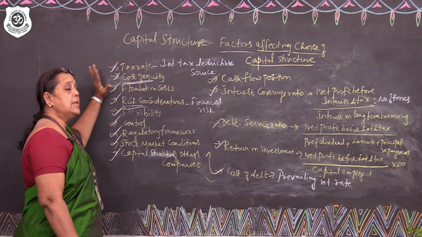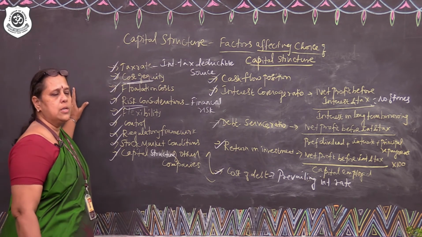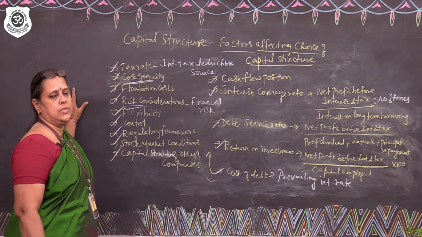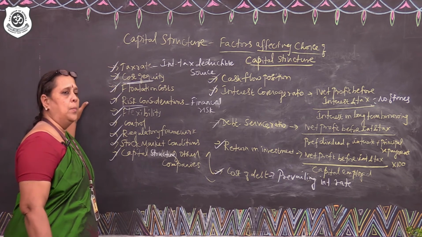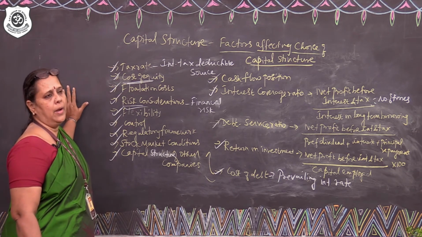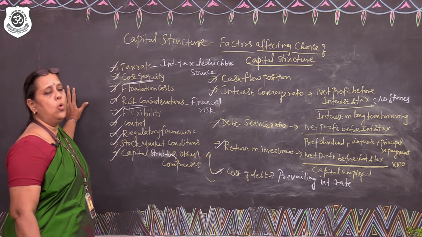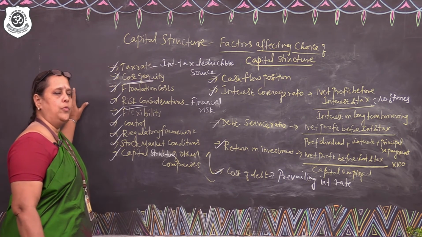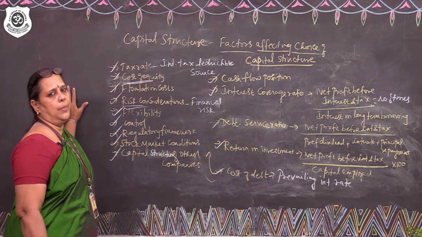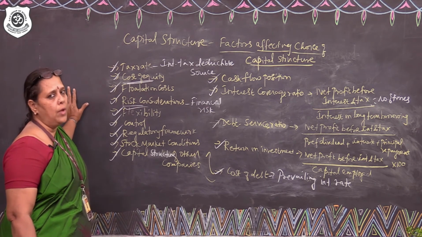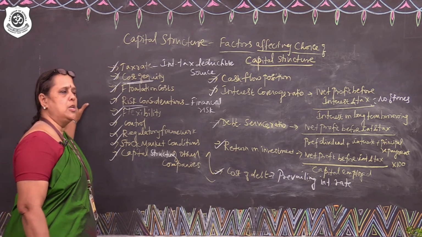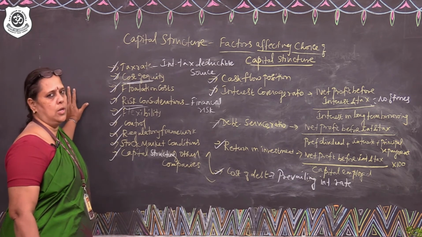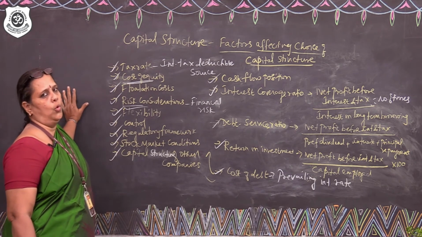The next is risk considerations. Financial risk is the obligation on the part of the company to meet its fixed financial cost. When more debt is employed, automatically the financial risk also increases. So, if the company is very prudent and does not want to go in for much risk, it is better that the company goes for more equity and less debt. But if the company's financial position is satisfactory and it can take up more financial risk, then the company can employ more debt.